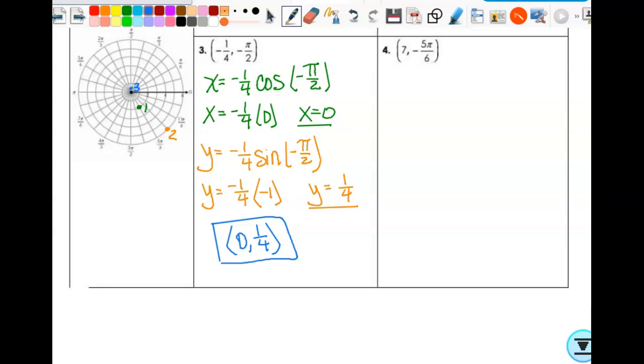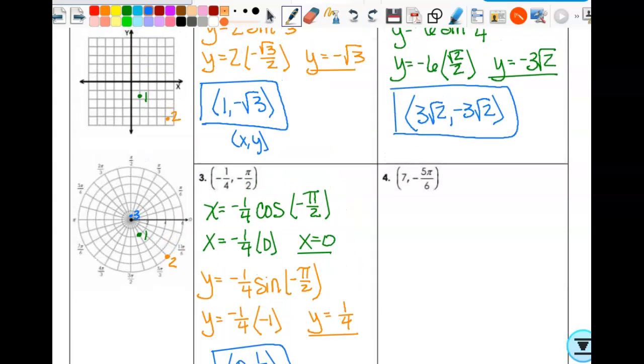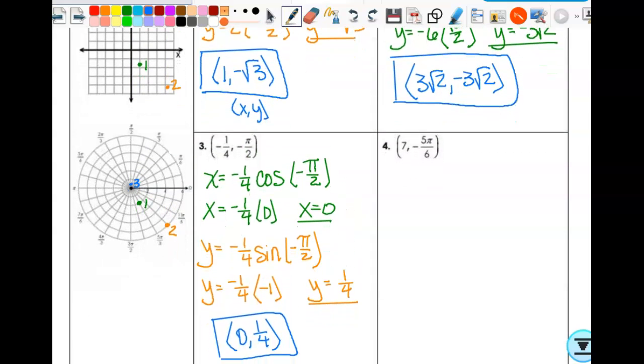When you're done, check yourself up here. Let me know if you have any questions. We all good? Okay, so I'm going to plot this point on my rectangular coordinate grid. So (0, 1/4) is about right here, which is the same position that one is. We good? Any questions at all?